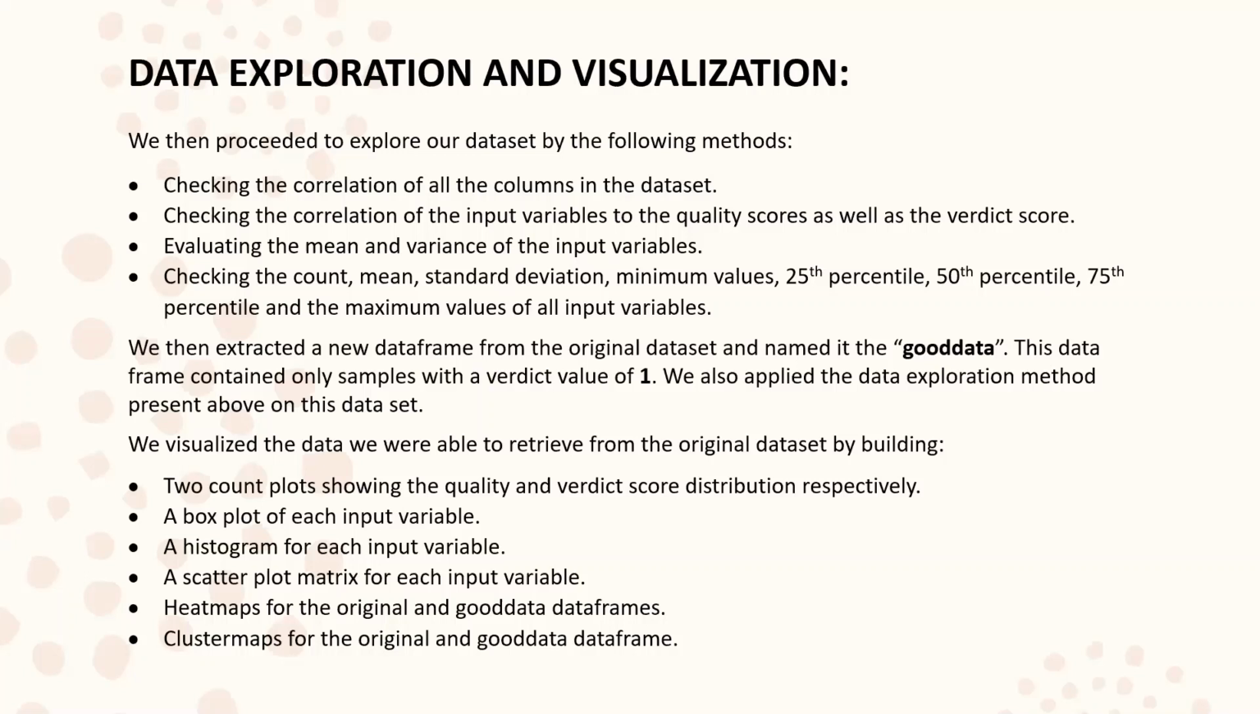And we also did a box plot of each input variable, as well as the histogram and a scatter plot matrix for the variables to see how various features related to each other, as well as the heat maps and the cluster maps to identify related features and correlations, as well as their relations to how they affect the quality scores, whether it was an inverse nature or a positive or a direct nature.